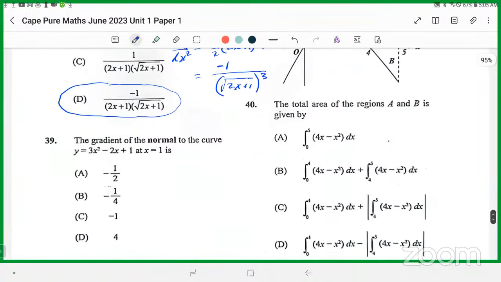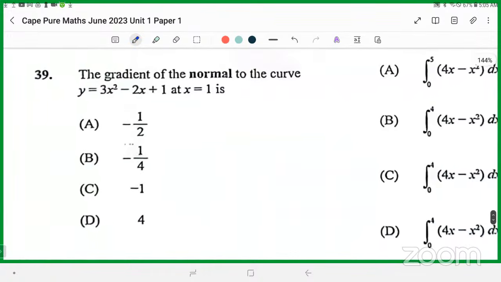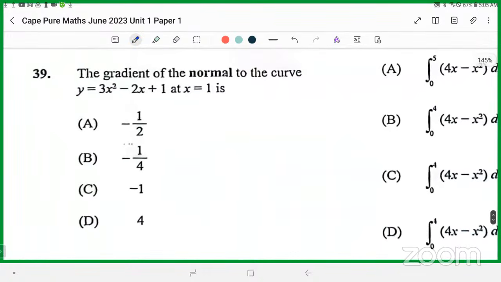Next question. I'll go, six questions left. It says the gradient of the normal to this curve at x equals 1.